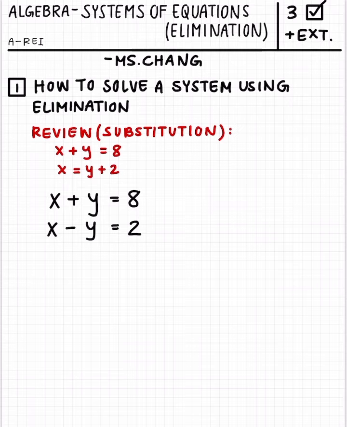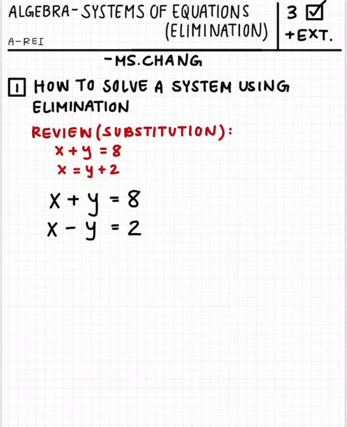Last class we learned how to solve a system using substitution, where we substituted our equation with an isolated variable, in this case x equals y plus 2, into our other equation. So we'd be plugging in y plus 2 into this x variable here to get one variable in our equation.